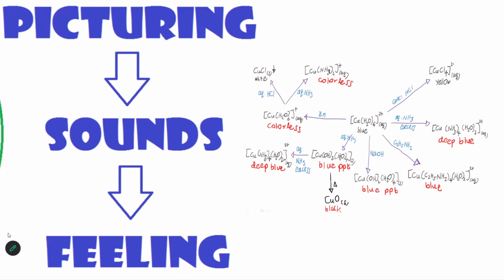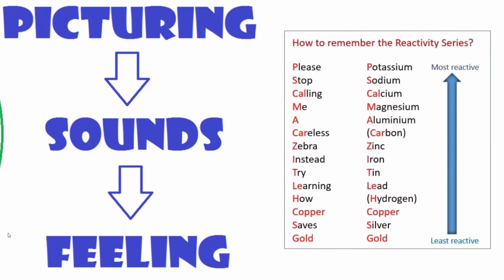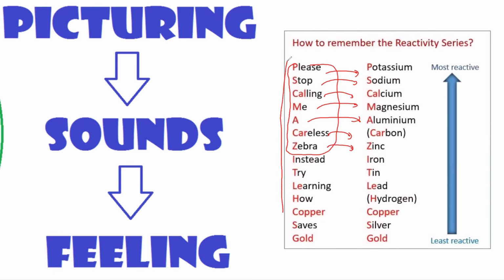Second thing is, let's see sounds. There are things we have to remember and everything. So you can create your own rhyme. This is a very common rhyme you can find in the internet. It can be something which is unique for you, your friends, and something that you use to tell. For an example is, please stop calling me a careless zebra. So it tells you the reactivity series. Please means potassium, stop means sodium, calling means calcium, me means magnesium, aluminium, careless, carbon, zebra is zinc. So likewise, you can remember these elements by making your own rhyme. You can make your own rhyme using any word.